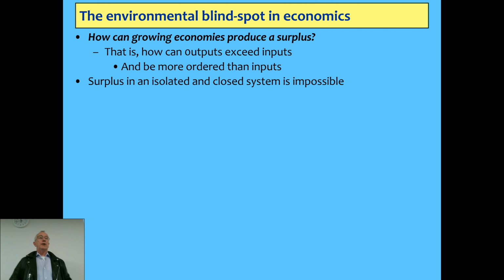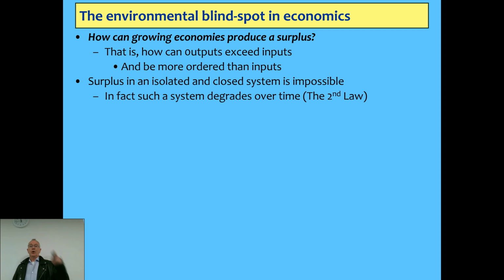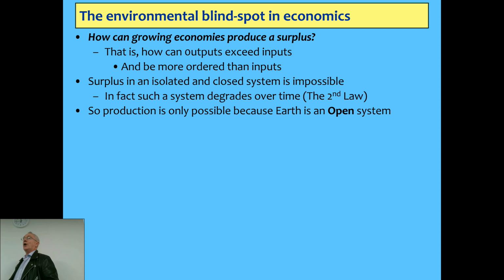Well, you cannot produce a surplus if you're in an isolated environment. If you try to do all this with a locked door and not have any energy coming in and no waste going out, you'll produce nothing. That's the second law. Over time, that system would degrade. So the only reason you can produce is because the Earth is not a closed system.